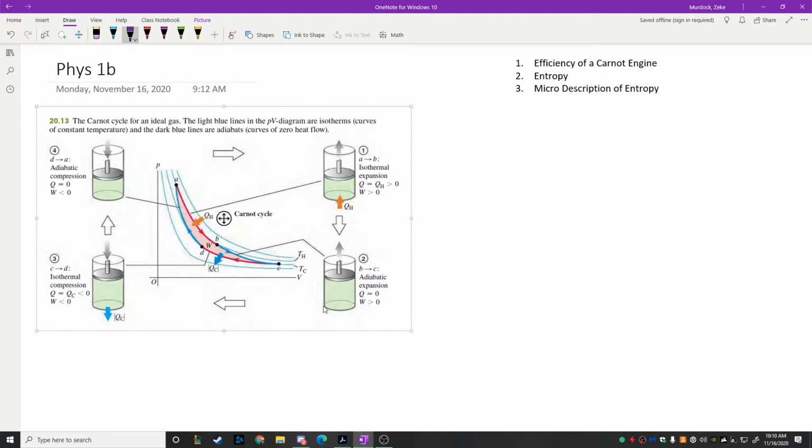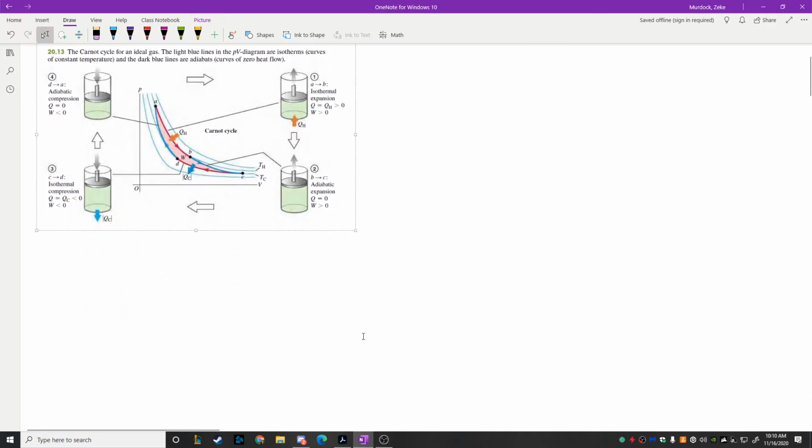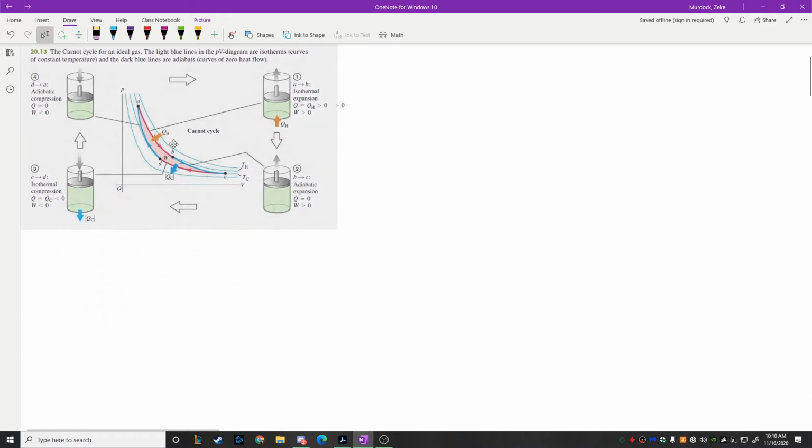All right, so let's go through and talk about the efficiency of this. This diagram is so big. So I guess I can make it a little bit smaller so we have a little more room to write here, and then I'll just scroll down so we have a little more room as well. All right, so we want to talk about the efficiency of this engine.